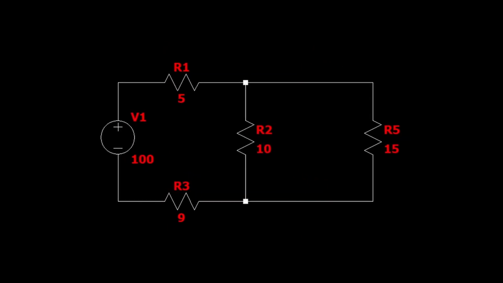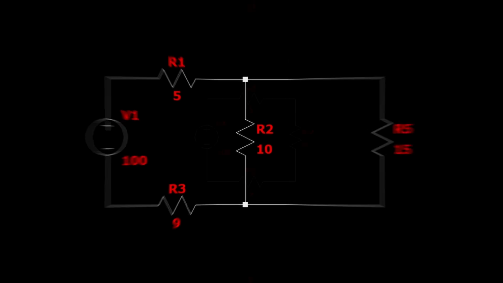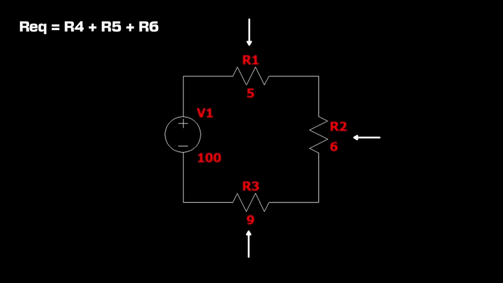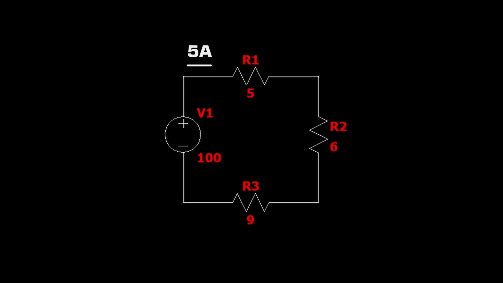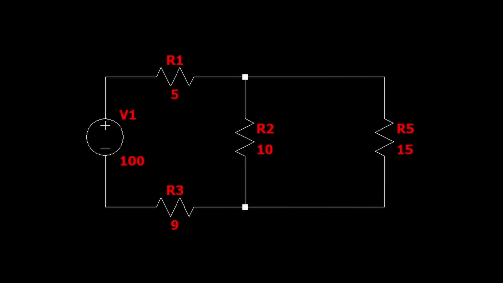Alright, getting to our final breakdown, R2 and R5 are in parallel, which means we can combine them. Now we can find our equivalent resistance. We can use Ohm's law to find our current, which happens to be 5 amps in this case. But once we expand our circuit back out, how will we find the voltage drop across different resistors in our circuit? We can find the V drop of R1 using the current we solved for.